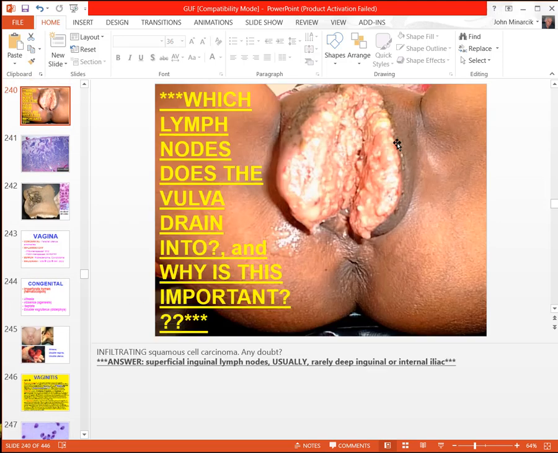When you have a carcinoma of the vulva, it usually goes to the superficial inguinal lymph nodes. Rarely it can go to the deep inguinal or internal iliac, but that's one way if you see an enlarged lymph node on CT or whatever. If it's from the vulva, they drain superficial because the vulva is superficial. It's basically external genital skin. But it can rarely go to the deeper lymph nodes, although it usually doesn't. That's what you should know.